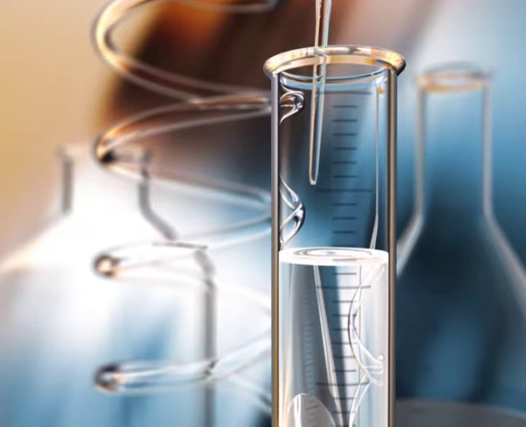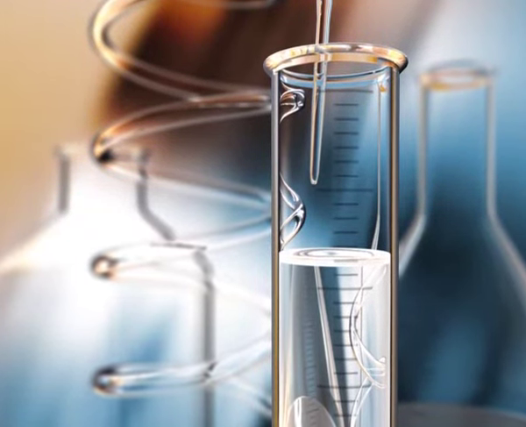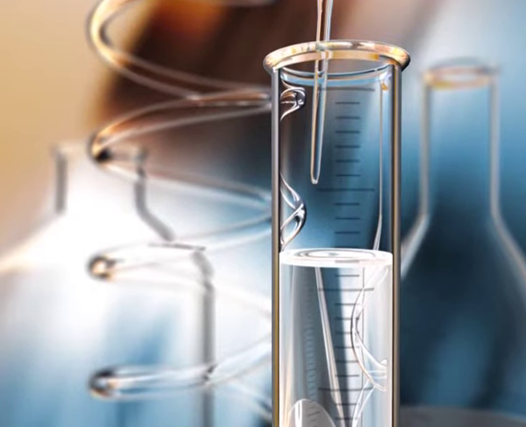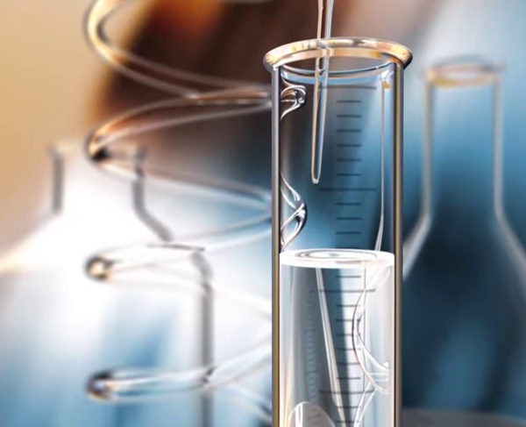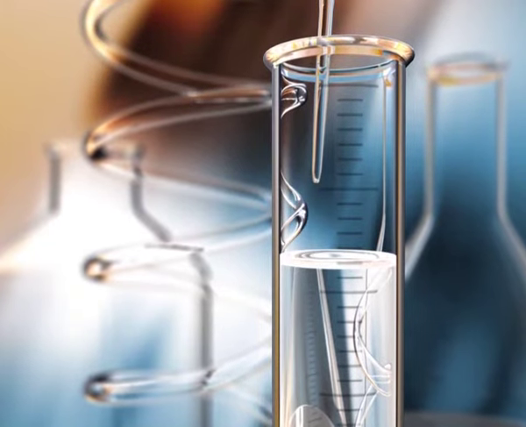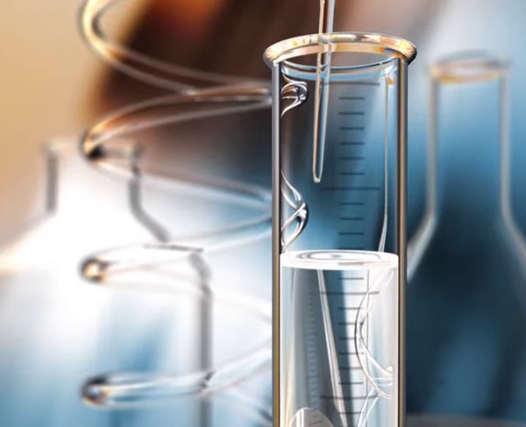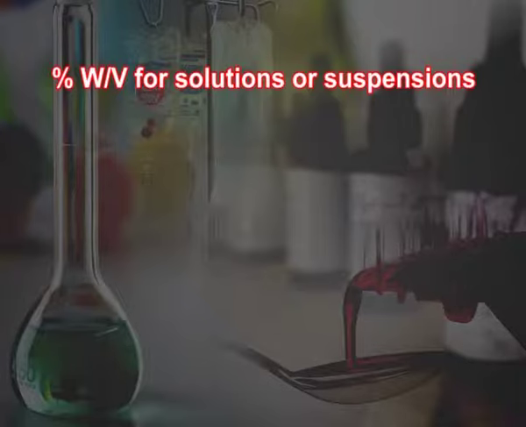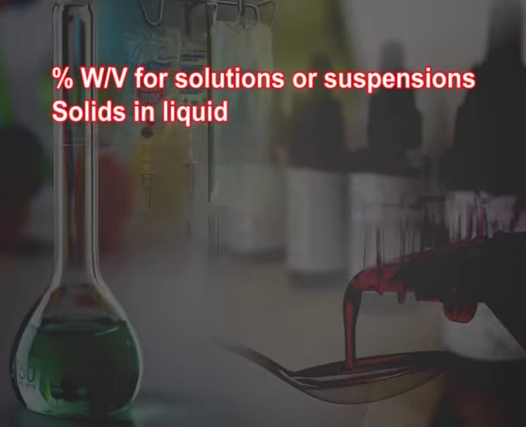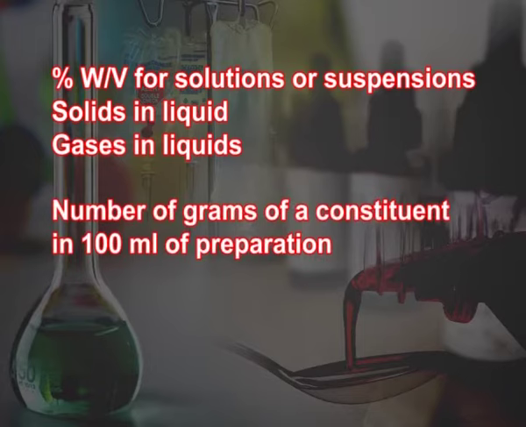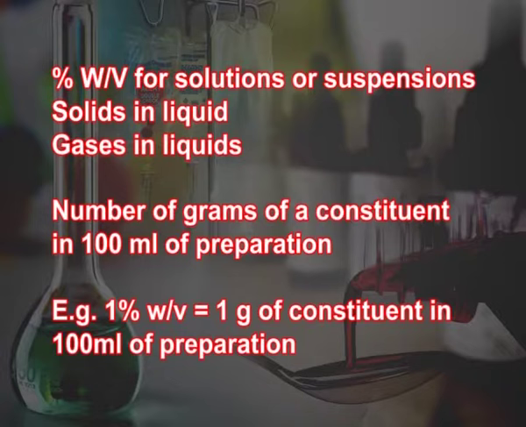The strength of pharmaceutical solutions is usually expressed in terms of percentage strength, although for very dilute preparations, expression of ratio strength is sometimes used. Percentage weight by volume, for solutions or suspensions of solids in liquid, and for solutions of gases in liquids, means the number of grams of a constituent in 100 ml of preparation. For example, 1% weight by volume is equal to 1 gram of constituent in 100 ml of preparation.